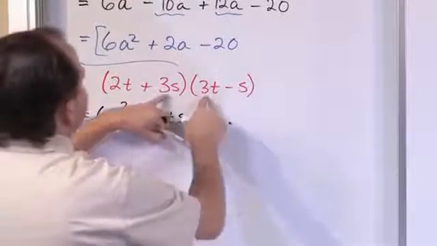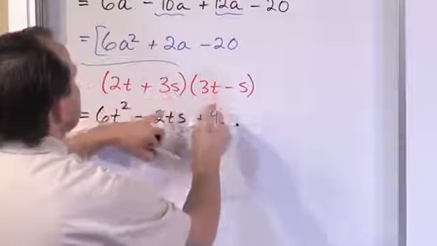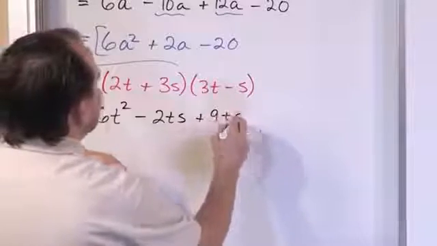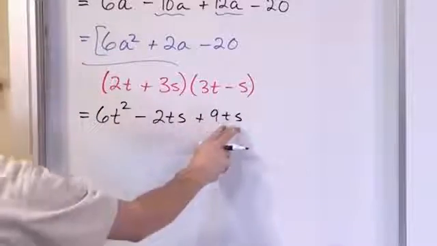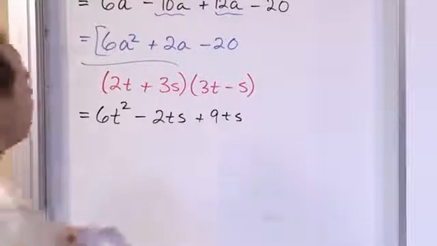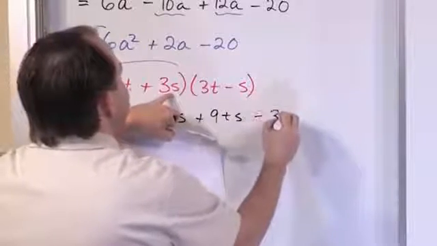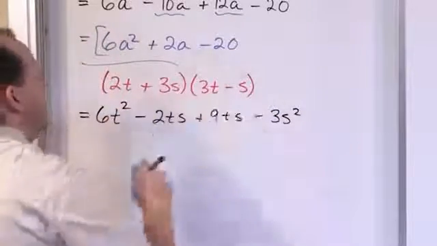The inside terms, you have 3 times 3 is 9. And then you have s times t. But I'm going to write it as t times s because I know I'm going to want to combine it later. And you can flip, since they're multiplied, you can flip it either way you want when you do multiplication. And the last terms, you have 3s times negative s. So you have negative 3s squared because s times s is s squared.